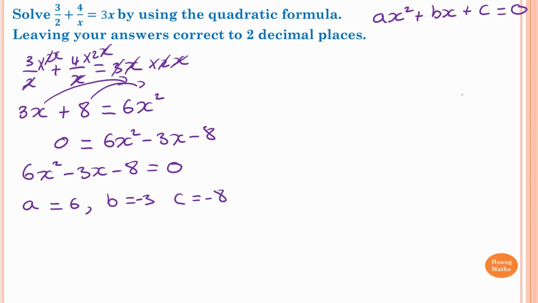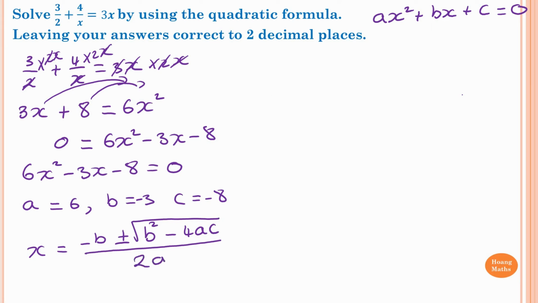The quadratic formula is x is equal to negative b plus or minus the square root of b squared minus 4ac, all over 2a. So that will give me x is equal to negative b. b is minus 3. So negative 3, so it becomes positive 3. I just write 3. Plus or minus negative 3 all squared, which is 9.